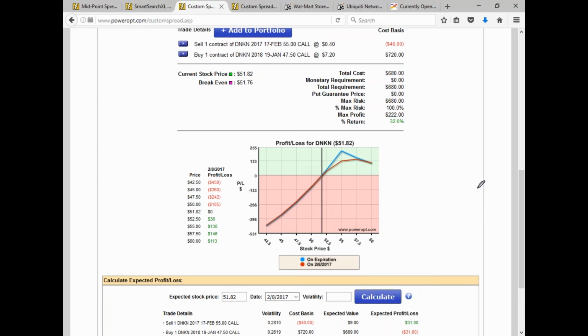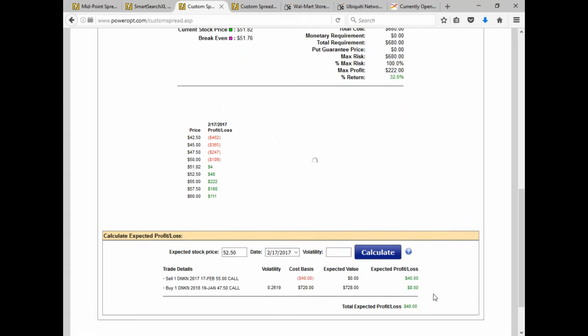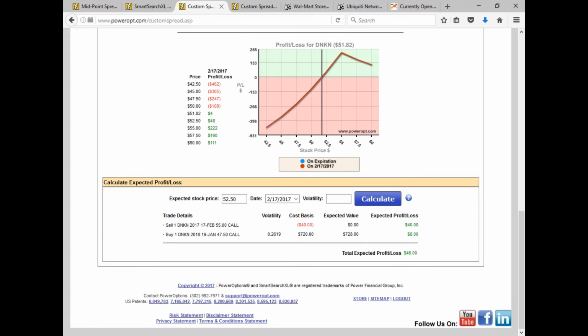Would you have a profit? Let's see. We'll use the theoretical again. What would happen if our stock was trading at 52.50, below the short call but still above the long call, February 17th? You'd have a small profit of $48. Theoretical value here would be $7.28, and you keep the full 40 cents. So you make an $8 profit here, you keep the 40 cents, $48 profit on your position. Not bad, but not great.